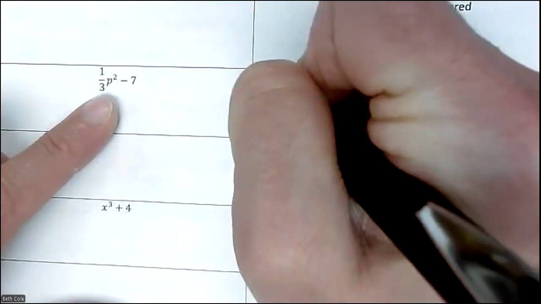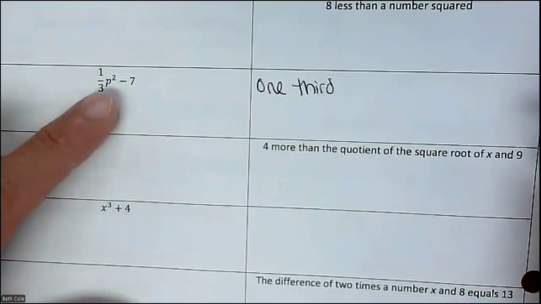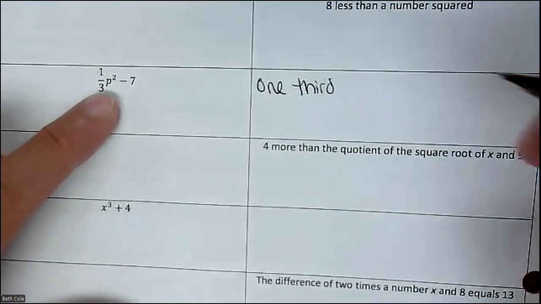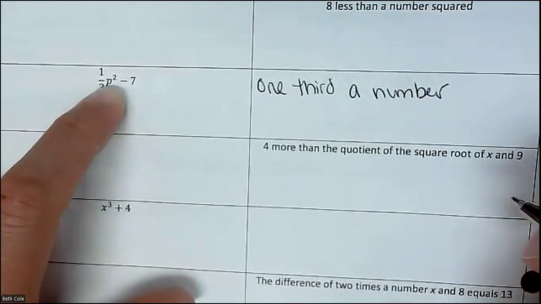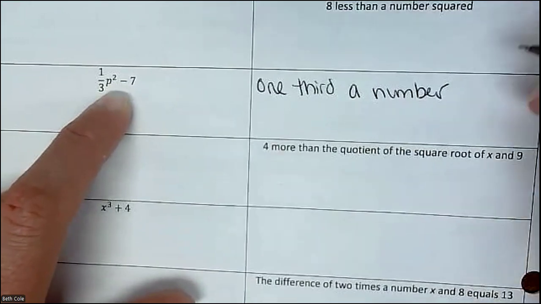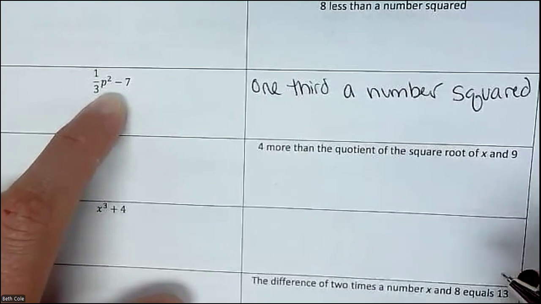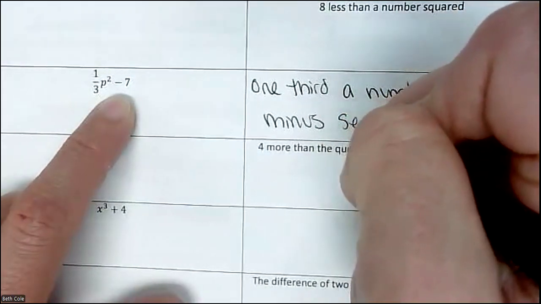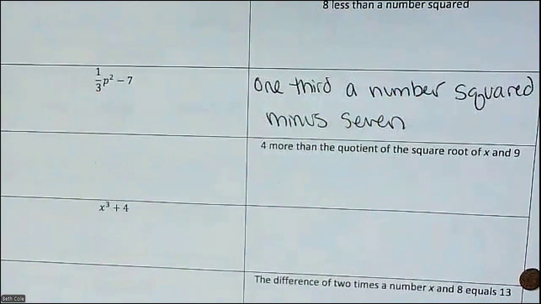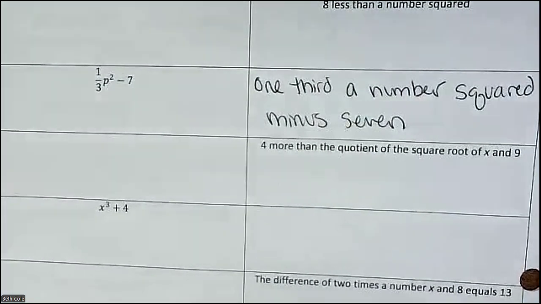So you would have 1/3 a number. What is the little 2 gonna mean? Squared. 1/3 a number squared minus, good, minus 7. You have to write it out in words. Verbal means words. You should have no symbols at all. So you can't put a little numeral 7. You have to write it out.